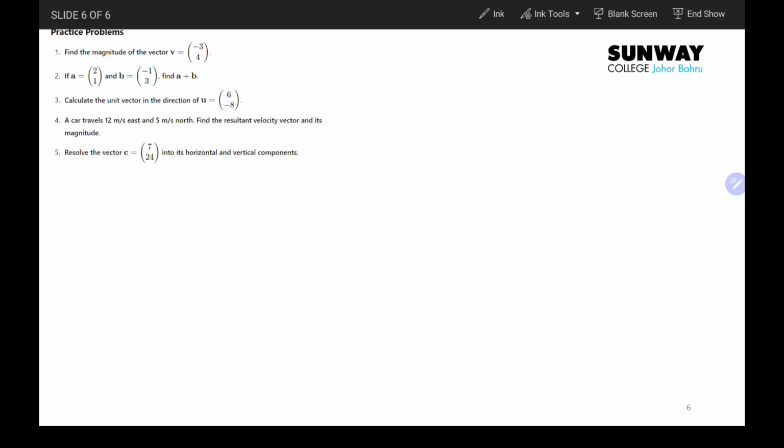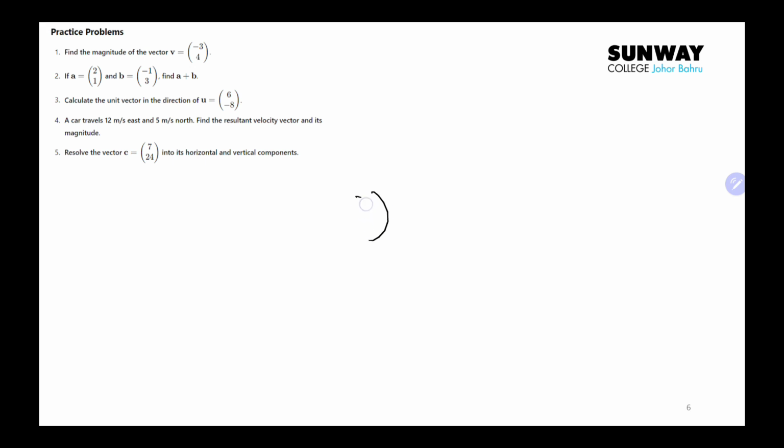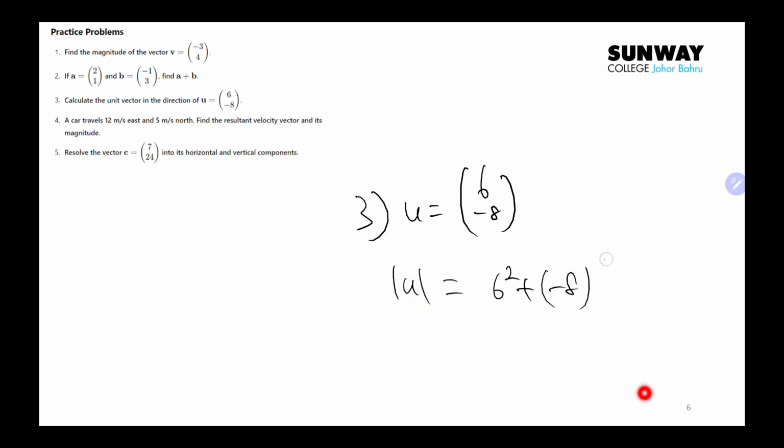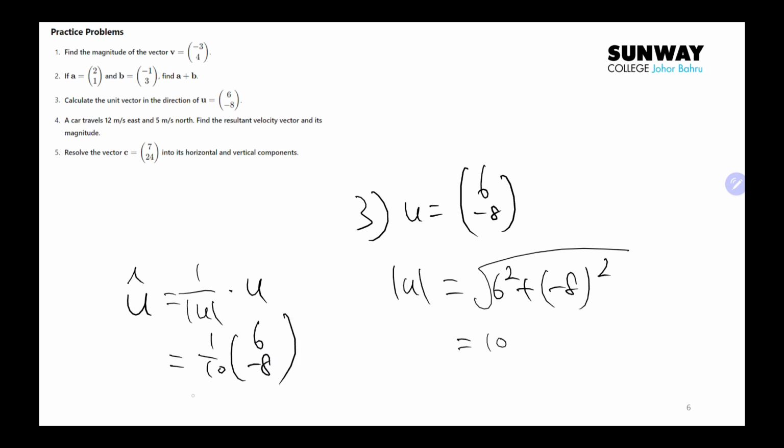For the next question, you would like to figure out the unit vector. u equals (6, -8). Again, you first have to figure out the magnitude: 6 squared plus (-8) squared, so the answer is going to be 10. And u hat represents the unit vector, which is equivalent to 1 over the magnitude of u multiplied by u itself. So 1 over 10 times (6, -8). You'll then be able to get (0.6, -0.8).